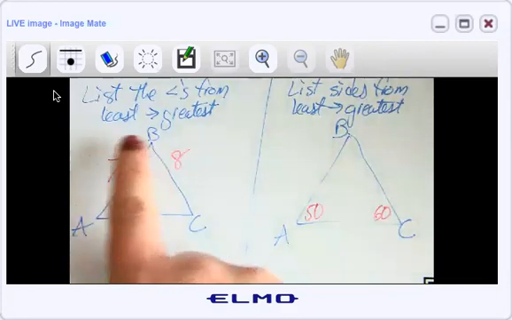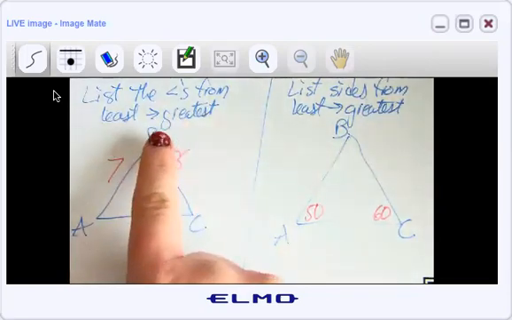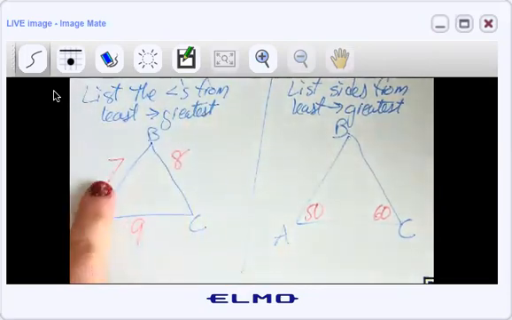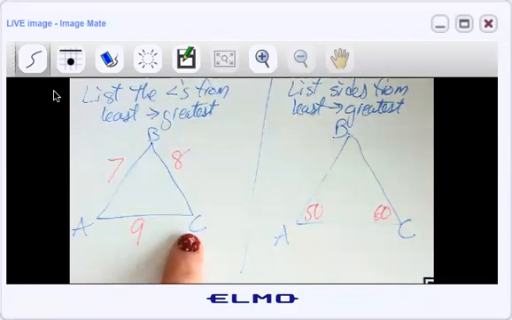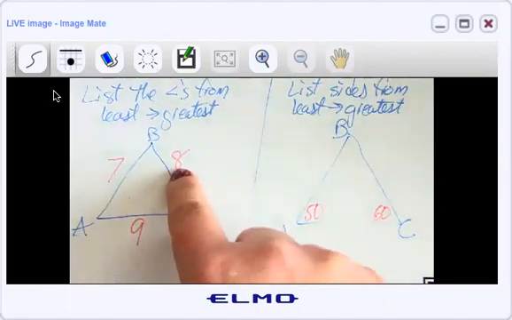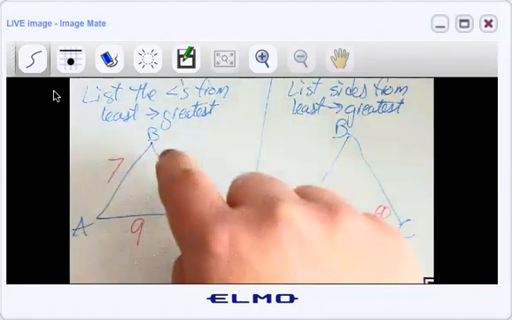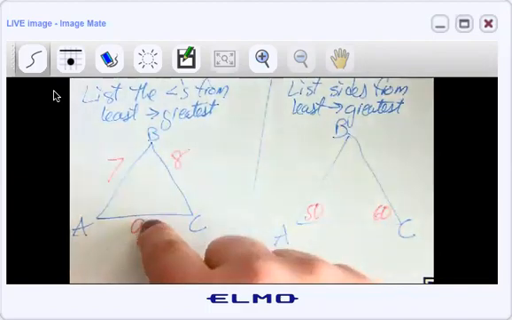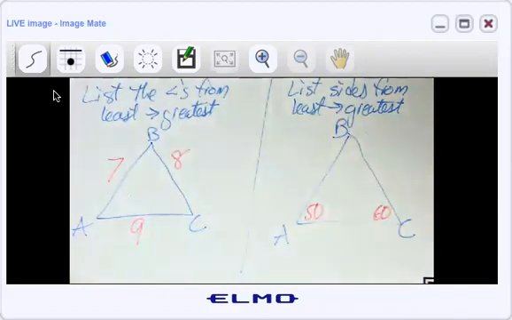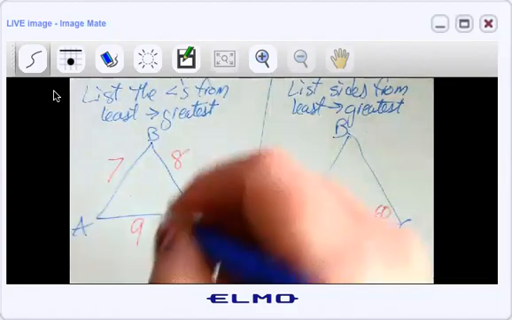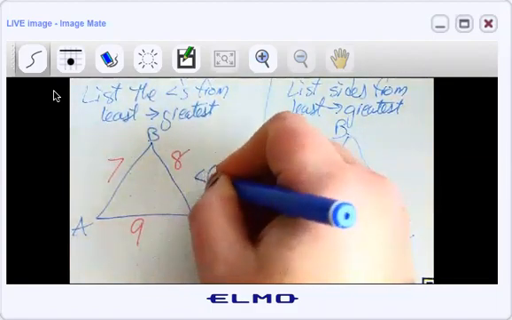So for the first one, you want to list the angles from least to greatest. So I want to start with the smallest side, right? Which is 7. So I have to see what angle is across from that. So that's why C is going to be my smallest angle of the 3. All right. Then the next smallest side is 8. So across from that is A. So it's got to go C, A. And then it looks like B is going to be my biggest angle because it's across from the biggest side. So please double check that you have this one as C, A, B.